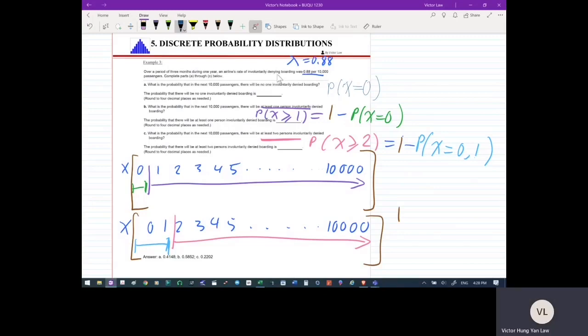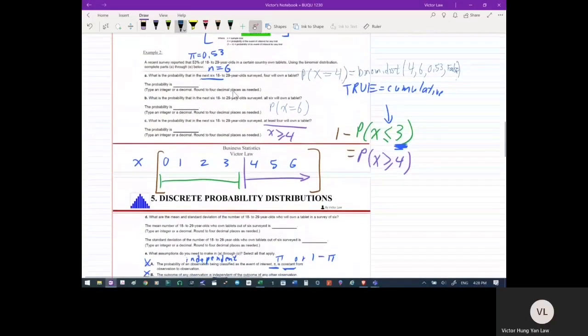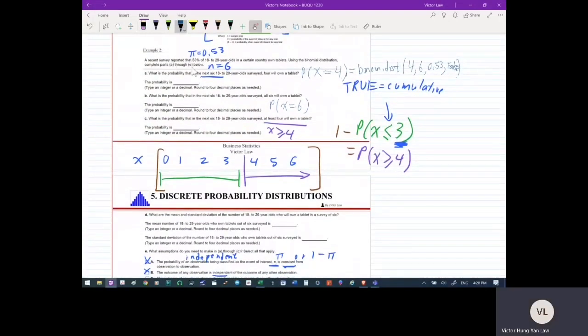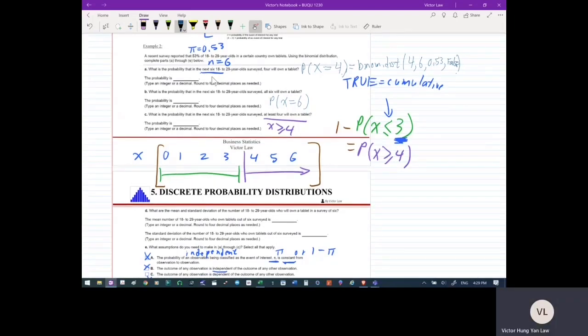When you're reading the question, how do you know this is Poisson distribution? It's because the number 0.88 per 10,000 passengers is an average number, the number of events that will occur. So we know this is a Poisson distribution. In example 2, what we had was 53%. That percentage means it's a probability, that is your pi. So that's how you know example 2 is a binomial distribution, because you're given a probability.